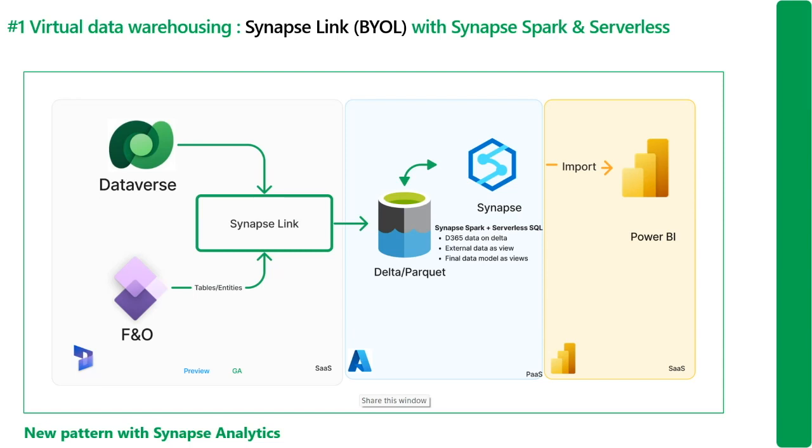You can continue to keep this structure which you have with the external data, and your final data model as views will remain the same. Then you'll continue to use the Power BI import mode in there. So the only change is that you're switching Export to Data Lake to Synapse Link. You're basically configuring that, bringing in that Synapse Spark pool to do the Delta conversion, and then everything remains the same.